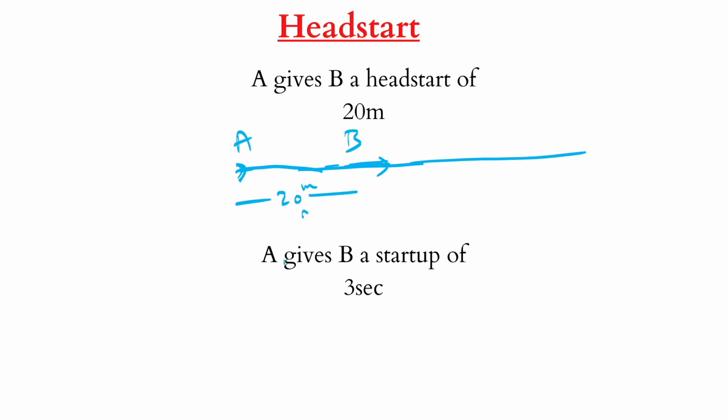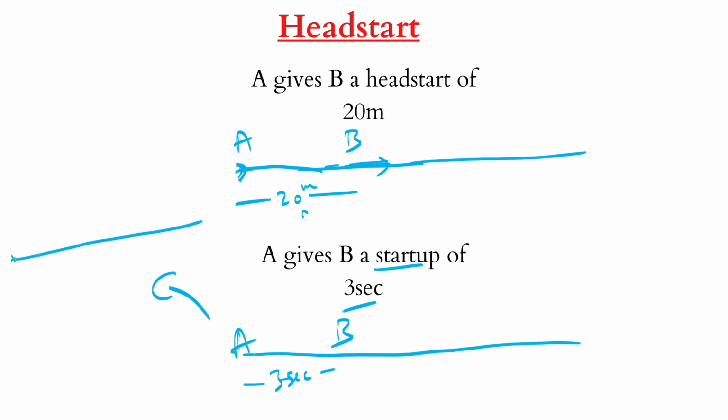Now what does it mean when A gives B a startup of 3 seconds? Let's take the same track. Okay, so A is here, let's take B is here, and the time difference between A and B will be 3 seconds. Now B starts first, B goes, and after 3 seconds, now A starts, right? The speeds of A and B can be different, they will be different for sure, right?